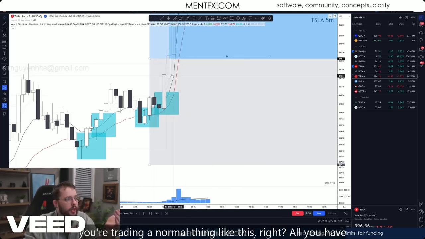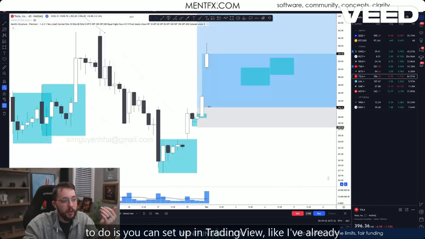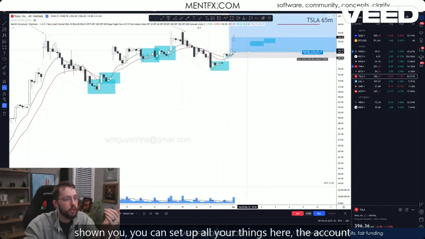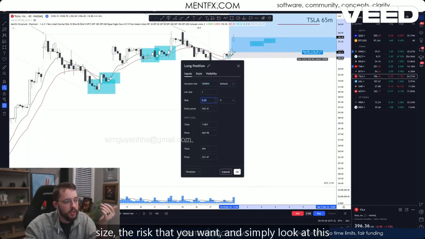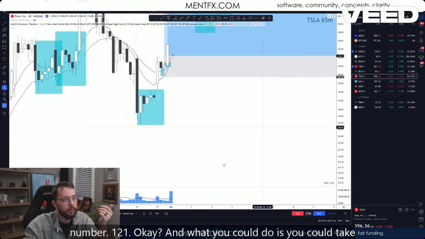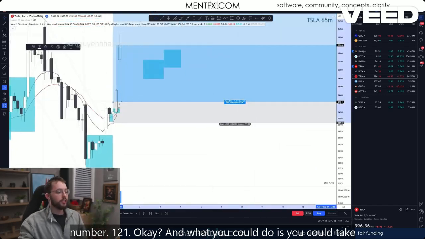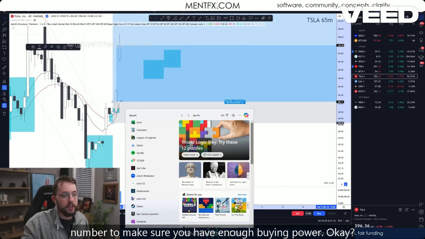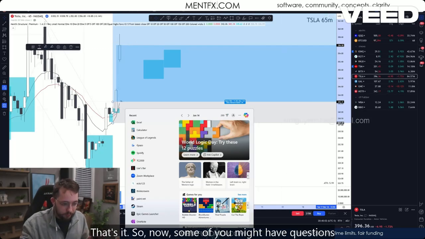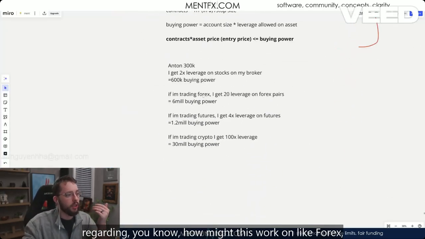But if you're trading a normal thing like this, all you have to do is set up in TradingView, like I've already shown you, all your things here: the account size, the risk that you want, and simply look at this number, 121. And you could take it a step further: every time you're about to take a trade, multiply this number by this number to make sure you have enough buying power. Okay. That's it.